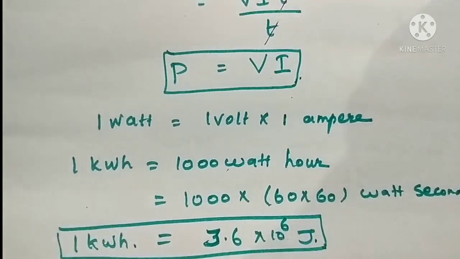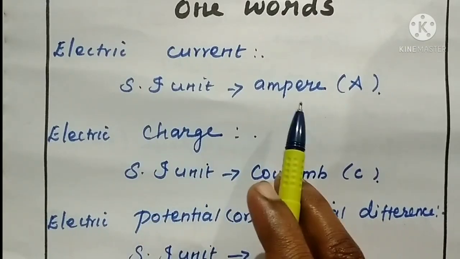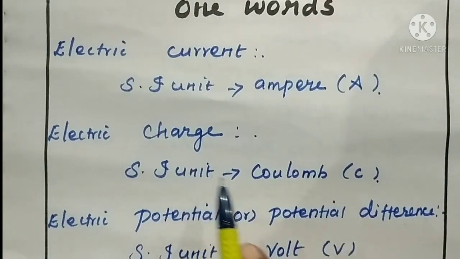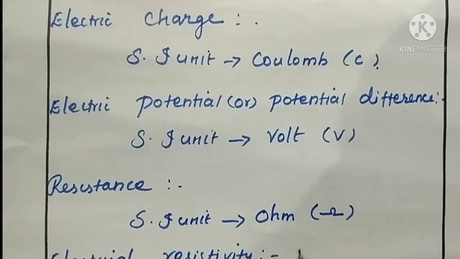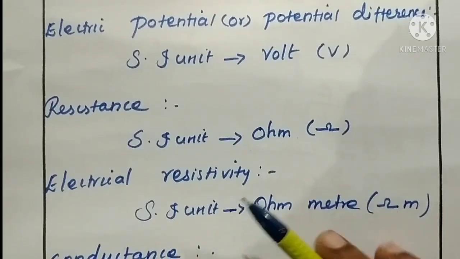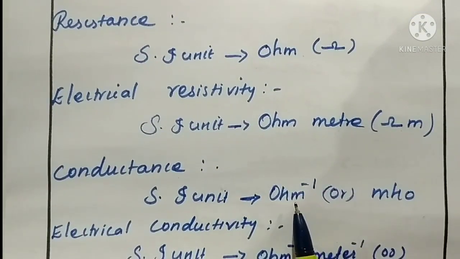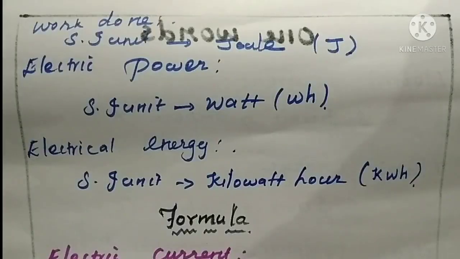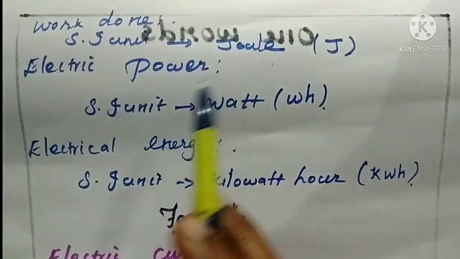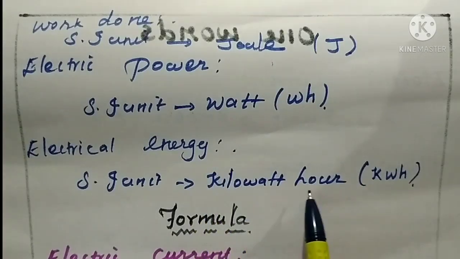Once again, shall we recall what we learned? Unit of electric current, ampere. Charge, coulomb. Electric potential, volt. Unit of resistance is ohm. Unit of electrical resistivity is ohm meter. Unit of conductance is ohm to the power minus 1. Electrical conductivity is ohm to the power minus 1 meter to the power minus 1. Unit of work done is joule. Unit of electric power, watt. The unit of electrical energy is kilowatt hour.